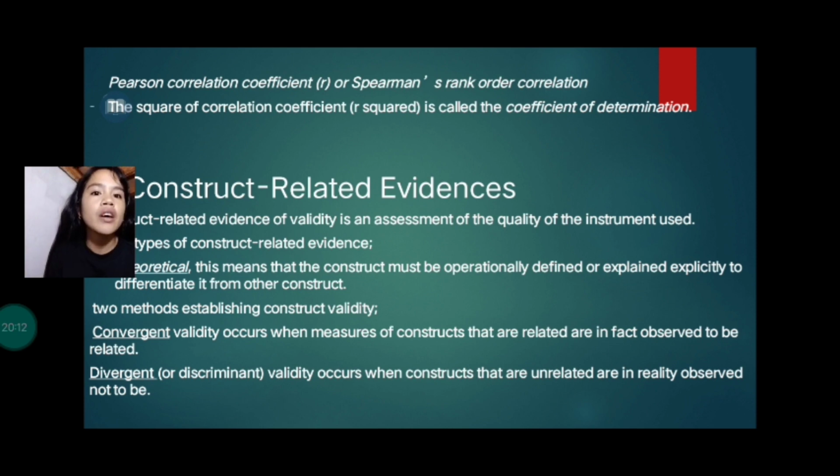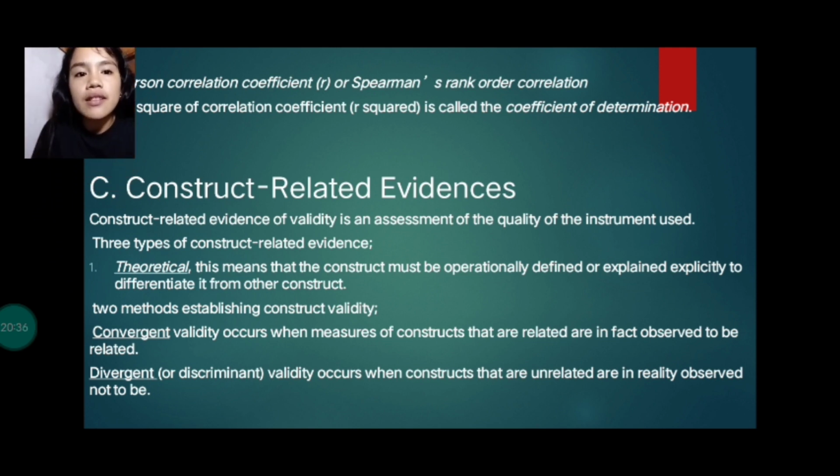The Pearson correlation coefficient or Spearman's rank order correlation is what they use. And this is the formula to determine the coefficient. The square of the correlation coefficient is what they use.